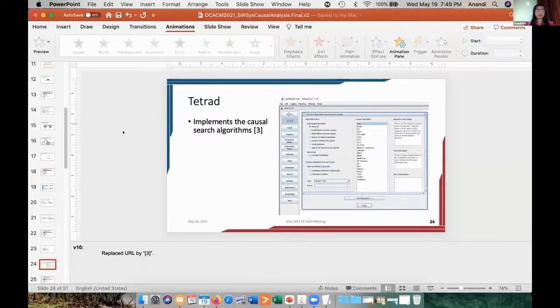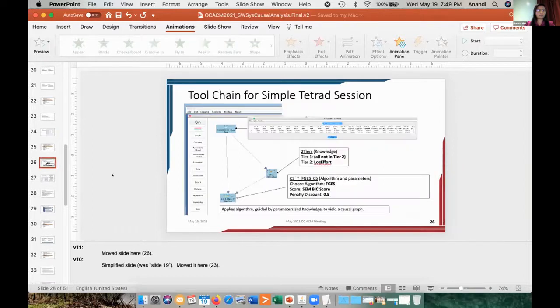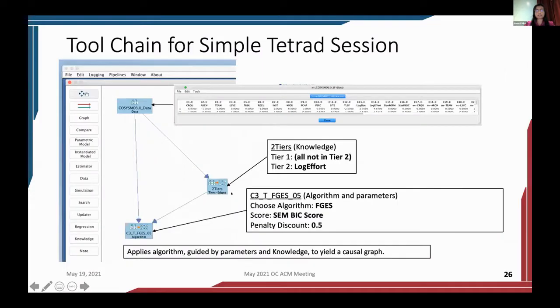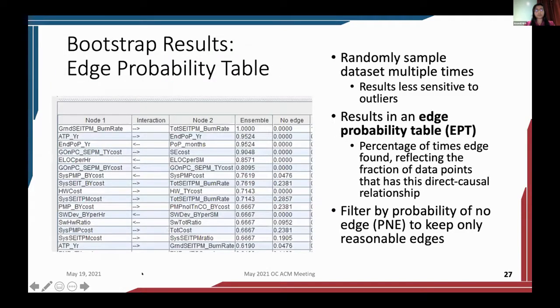So let me summarize just a few things that we went over. We have in the slides an image of the tool chain. This is the simplistic version of what you would need. You have your data loaded, you would run your search algorithm, you have your optional knowledge if you need it or want it to help guide the algorithm. We talked about Bootstrap and the result that you'd get. So we're calling this an edge probability table. What's particularly of interest, at least for this presentation, is the probability of no edge, as I discussed. This is going to be important for the work that we do later that Jim's going to describe.